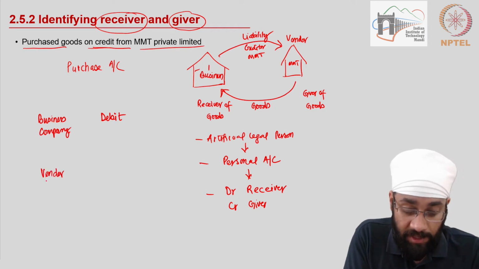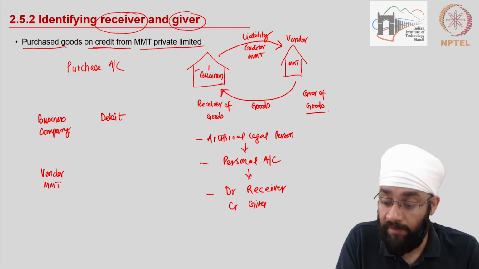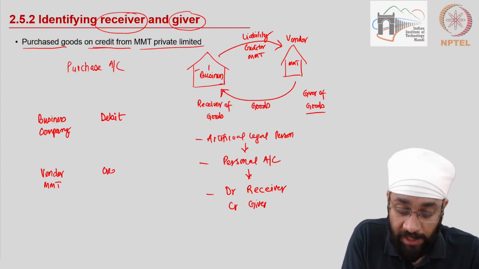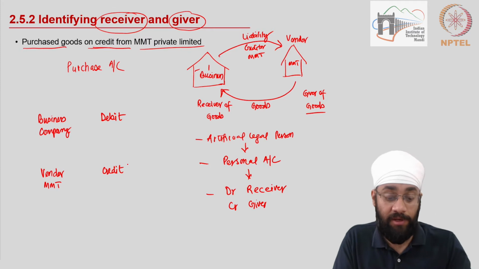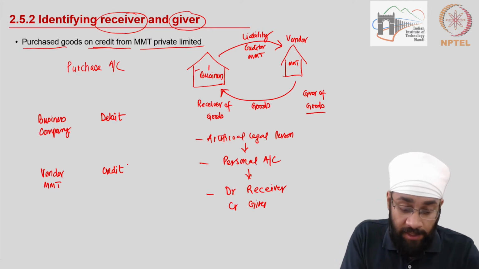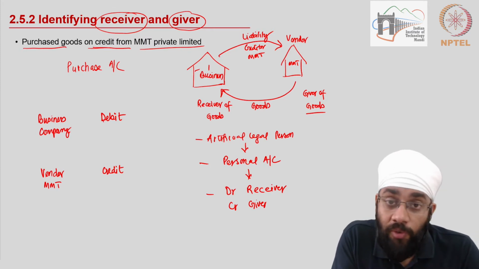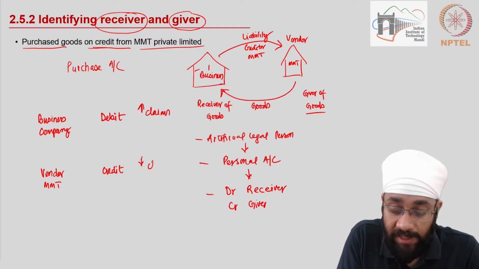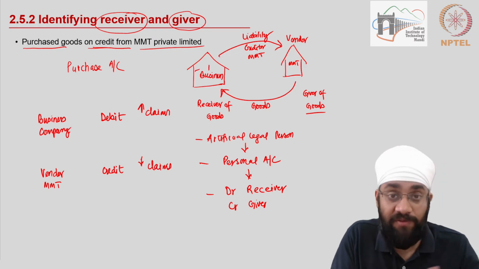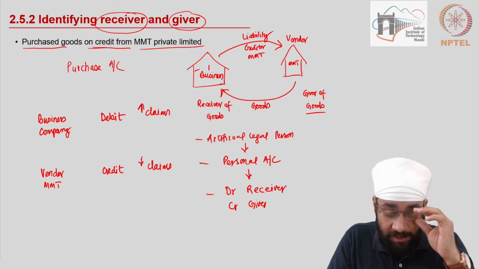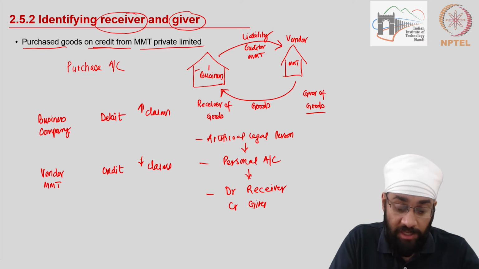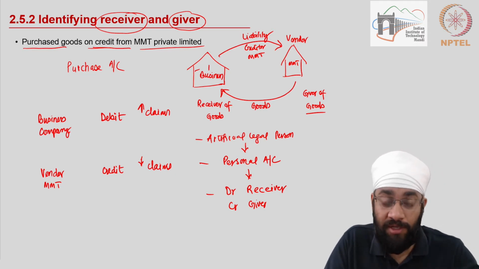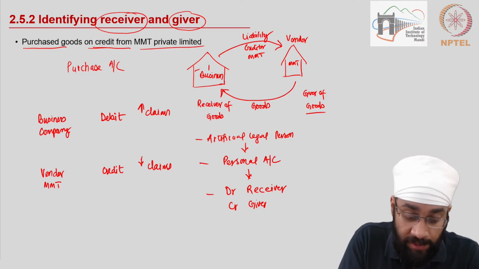Okay, and the vendor or the supplier, which is MT, is the giver of the goods. So the rule says credit the giver. What does it mean now? So we've written it like this. And we also know that debit means increase in the claims of business, and credit means decrease in the claims of business. So let's verify if you're able to check everything off using the knowledge that you've gained in the previous sessions.